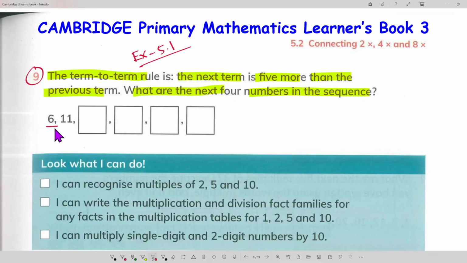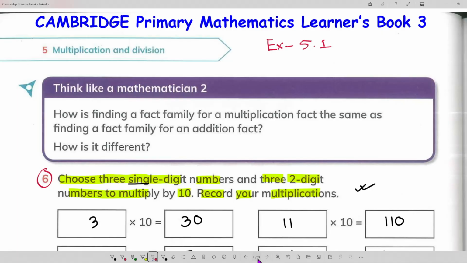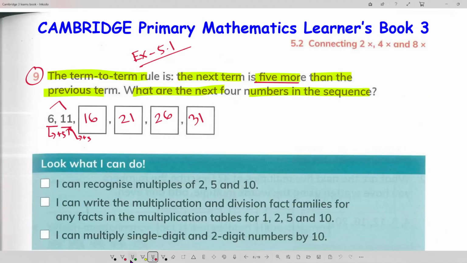Look, here is 6, here is 5. So what is the difference? Already mentioned, 5 more. It means 6 plus 5, it's 11. So 11 plus 5, it will be 16. 16 plus 5, it will be 21. 21 plus 5, 26. 26 plus 5, 31. So no more today. We already discussed 3 questions, 6, 7 and 9, and after that our section 5.1 ends.